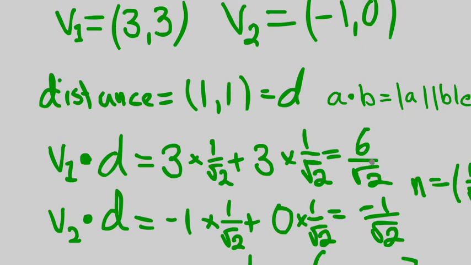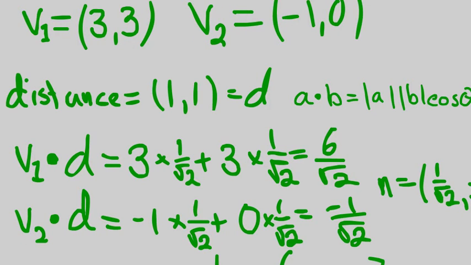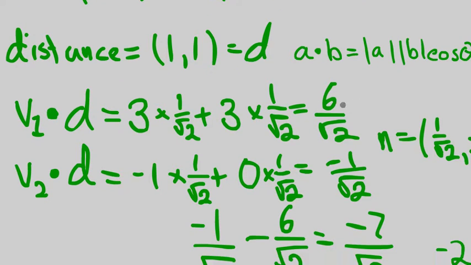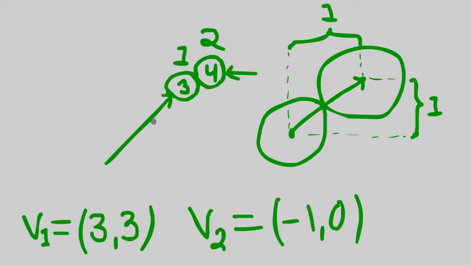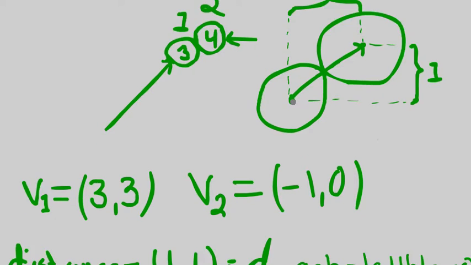This is how you do the dot product with the vector. You multiply the two x components, which is 1 over the square root of 2 times 3, plus 1 over the square root of 2 times 3, because that's the y component as well. So you multiply the x components and the y components, you add them together, and you get 6 over the square root of 2. And that is exactly how much this velocity is moving in this direction.